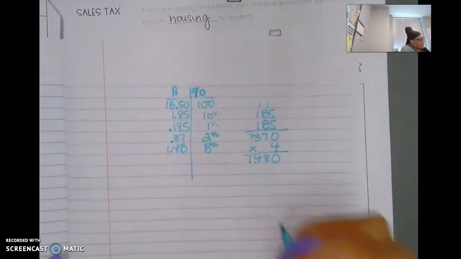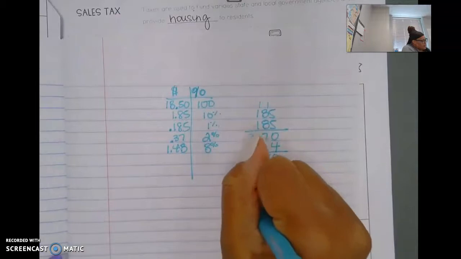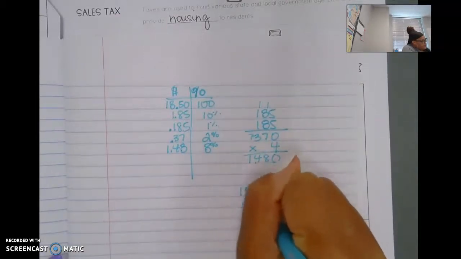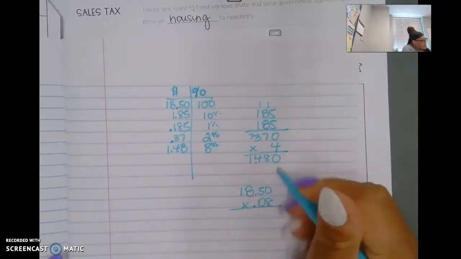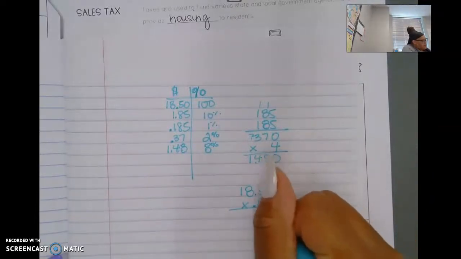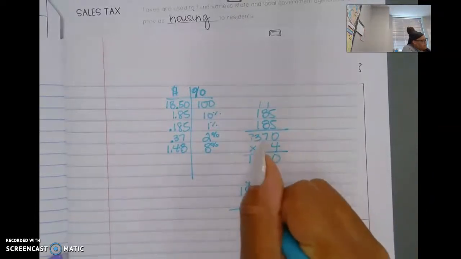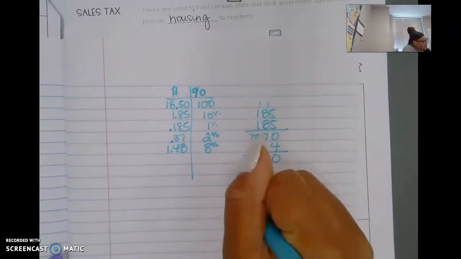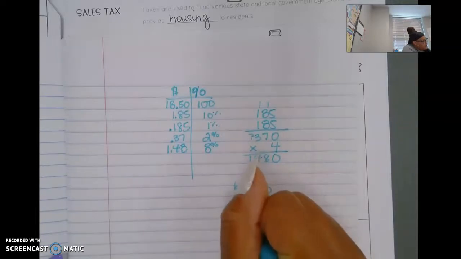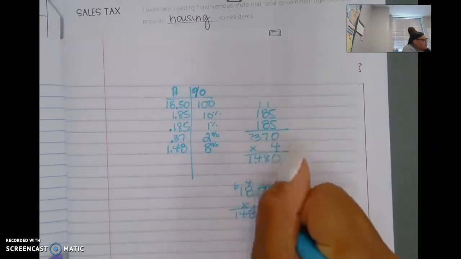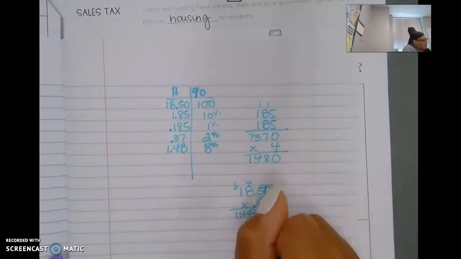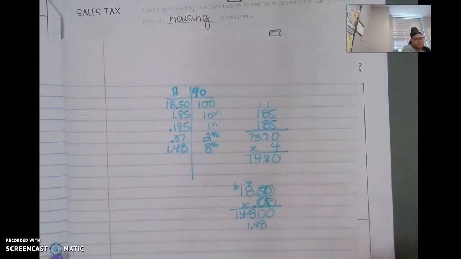Now the other way is to do 18.50 times 0.08. 8 times 0 is 0. 8 times 5 is 40. 8 times 8 is 64 plus 4 is 68. And 8 times 1 is 8 plus 6 is 14. And I would need 4 numbers after the decimal, and this is still $1.48 there.